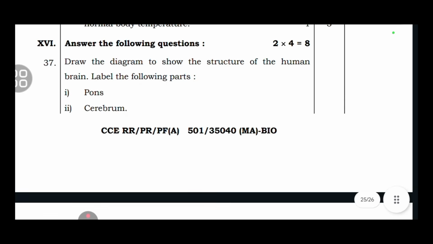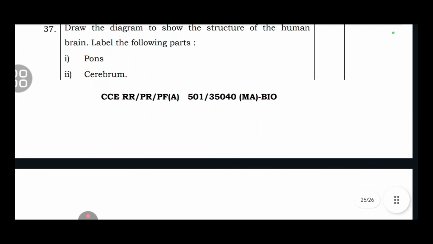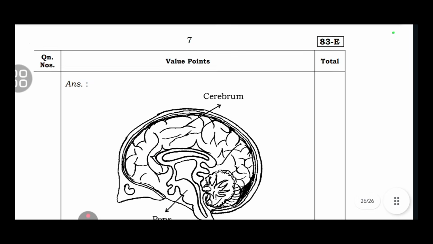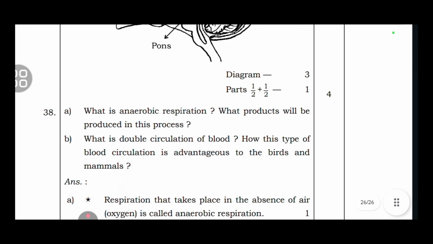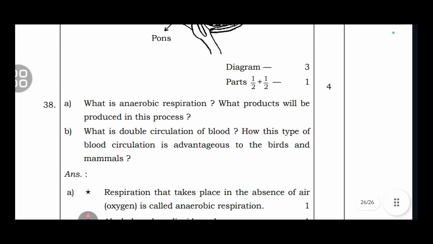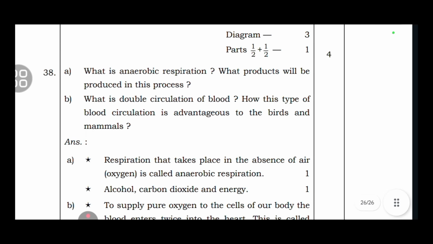Go on, draw the diagram to show the structure of the human brain. This is also a fixed question they have asked. This is for 4 marks. What is anaerobic respiration, and what products are produced in the process? Go through the differences between anaerobic and aerobic respiration also. Here they ask what products are produced in the process.